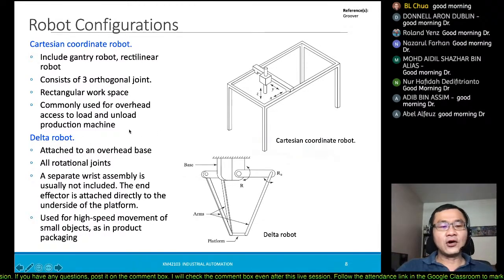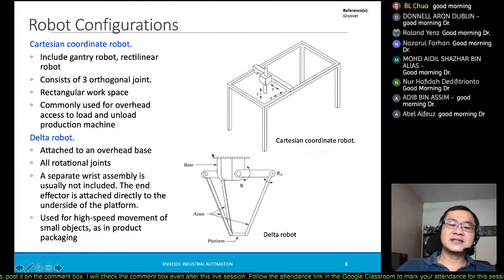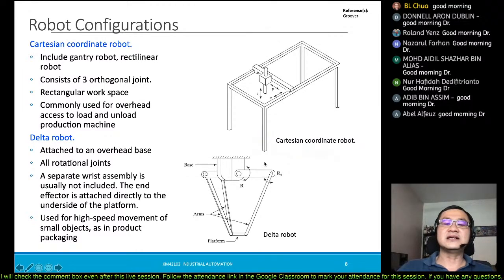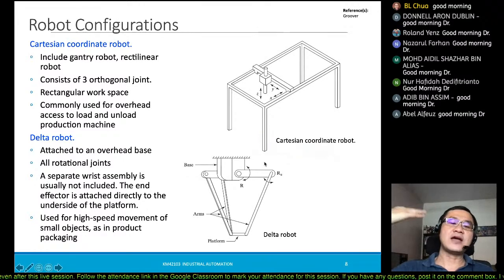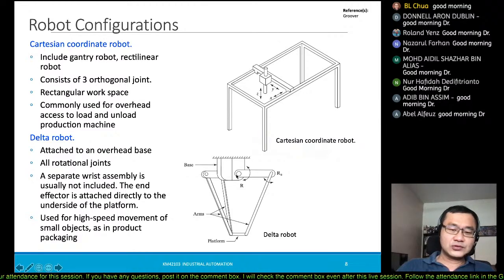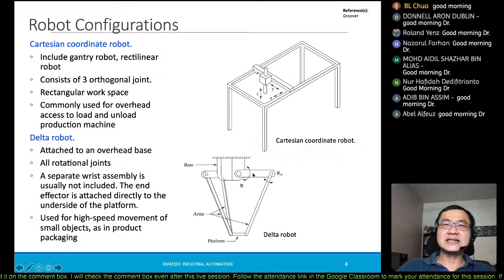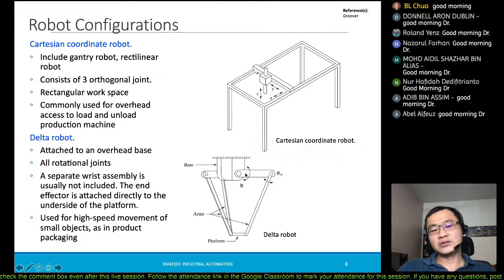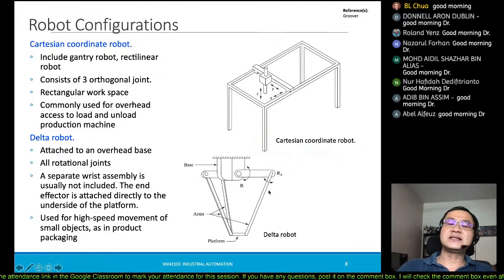Then there is the Delta robot as well. We expect this is usually hanging on the top, where you have the overhead base. Then this has two links, but of these two links, only the first link is being controlled. This link is powered by a motor over here, whereas the other link is just a flexible link that is connected. No motor exists over here. So there are three links at the base.